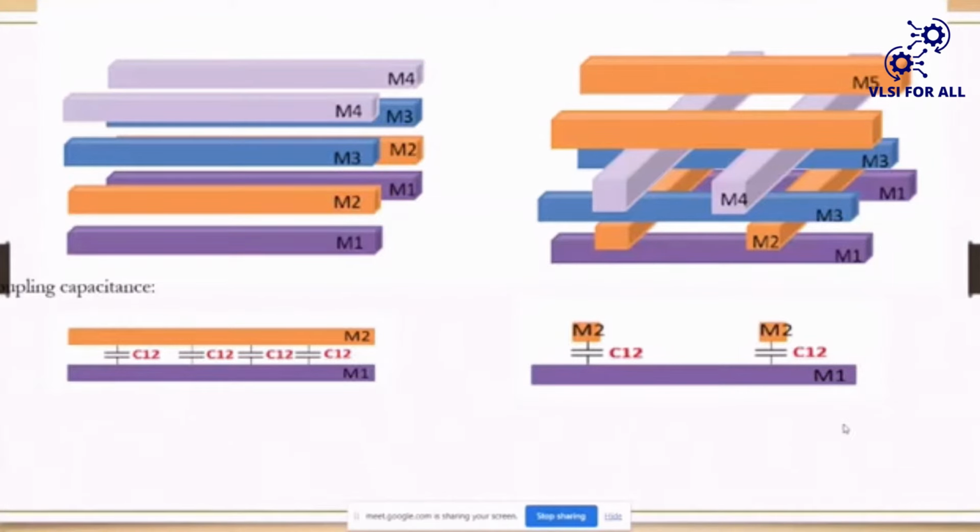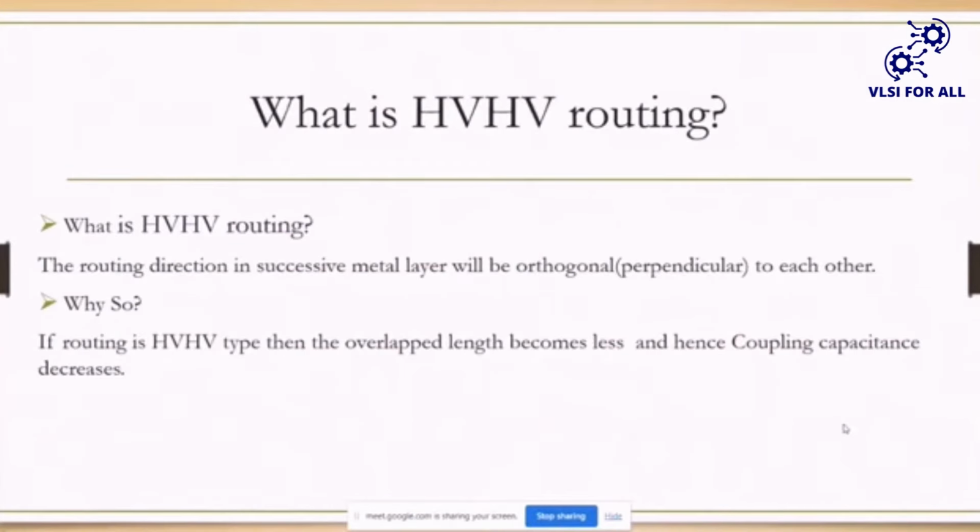In that case, the coupling capacitance is very less. You can see the figure. Whereas if M1, M2 are parallel, you can see the coupling capacitance is more. So guys, as the coupling capacitance is more, it affects the delay. So to fix the delay, we keep M1 and M2 orthogonal to each other, so that the coupling capacitance reduces and you can fix the delay. That is the only reason, guys.